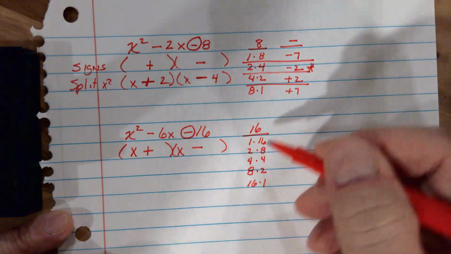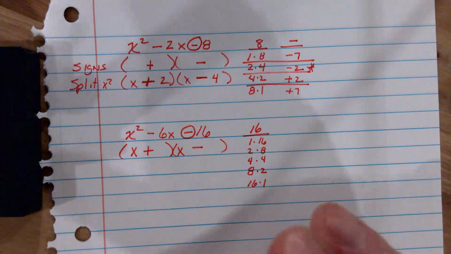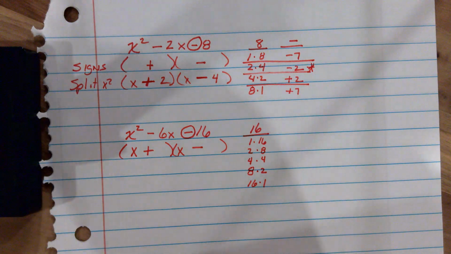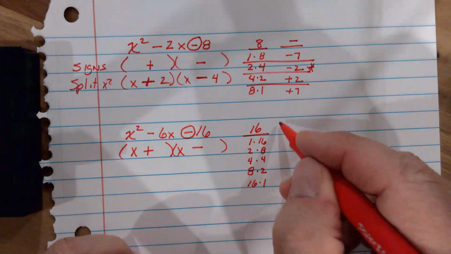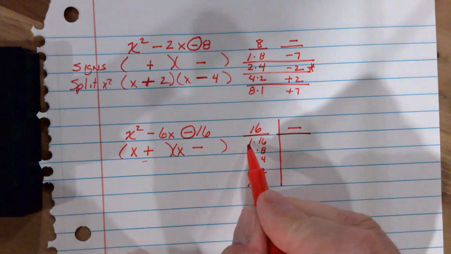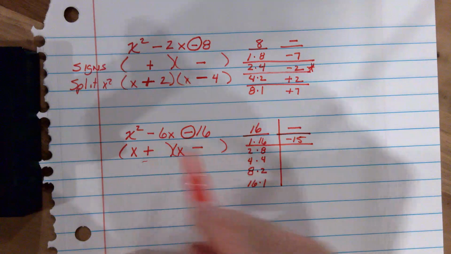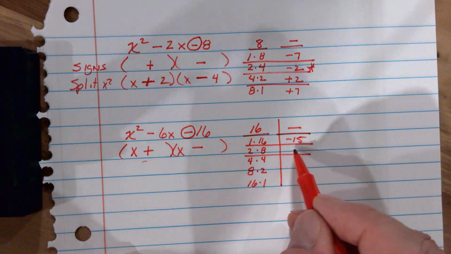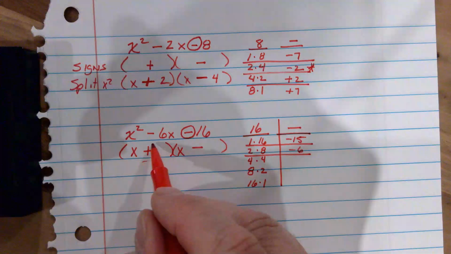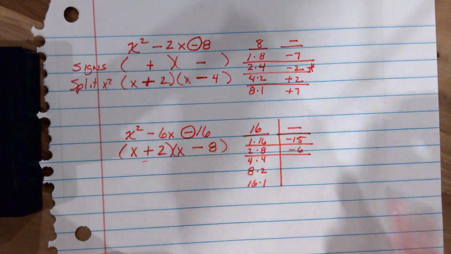Now, students ask me all the time, do I got to write all those out? Please be patient with me. Please follow my lead. Please do it for a week. Different signs means I'm going to subtract these. 1 minus 16 is negative 15, and not what's sitting in the middle. 2 minus 8 is negative 6. Ding, ding, ding. That is the winner. 2 goes here, and 8 goes here.